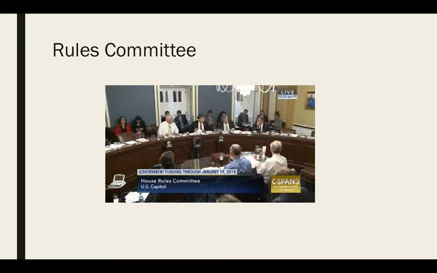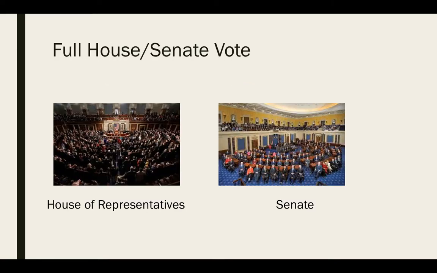So the Rules Committee exists in the House and not the Senate because we have to attach some rules to this just because of the sheer size of the House of Representatives, 435 members versus 100 members in the Senate. So once it gets through the committee process, that's where it's going to go back to the full House and the full Senate for a vote. So we're going to have a situation in the House of Representatives where they can debate it, they can try and change it, and same in the Senate.